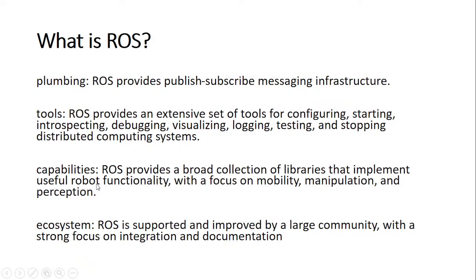Capabilities always provide a broad collection of libraries that implement useful robot functionality, with a focus on mobility, manipulation, and perception. That's one point that I said at the beginning of the ROS explanation, in the first slide: you don't need to write everything from scratch. If you need to use SLAM, then you can use an already existing SLAM node, a SLAM package in ROS.